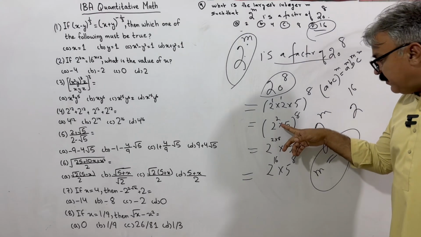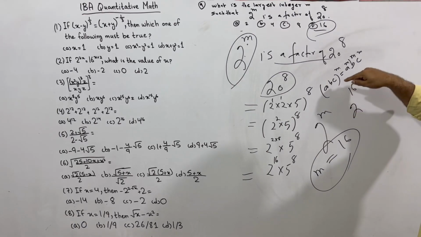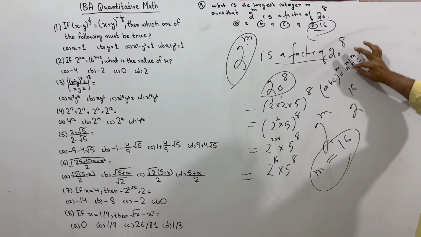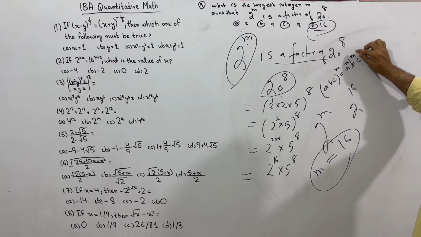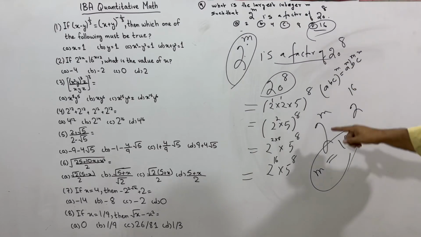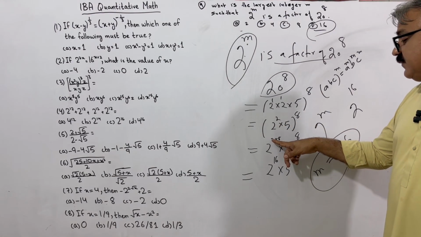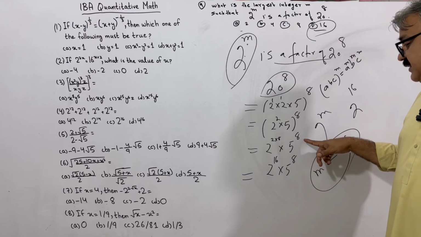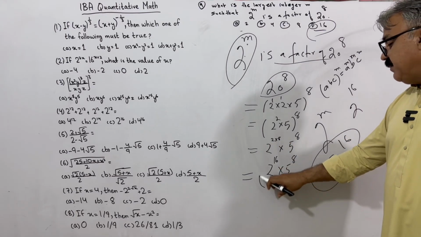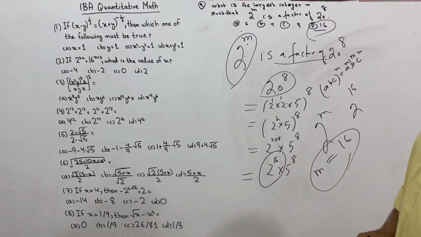There is no middle symbol, positive or negative. By virtue of this exponent rule, (ABC) raised to m can be written as A raised to m times B raised to m times C raised to m. I can distribute the power. By the same virtue, I have written (2 squared) raised to 8 times 5 raised to 8. 2 times 8 is 16. Then simply comparing with 2 raised to m, the value of m is 16.